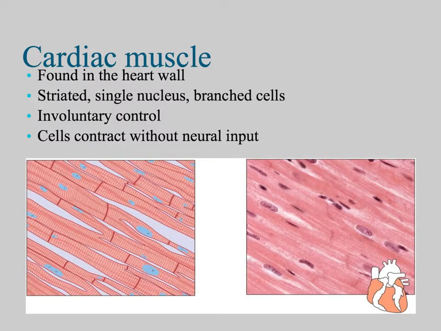Finally, cardiac muscle, found in the heart's wall. It is also striated, like skeletal muscle. It is single nucleus, like smooth muscle, and its cells sort of have this branched shape so that each individual cell is attached to more than one other heart cell. So if you try to follow some of the connections here, you get a feel for that. The cells are under involuntary control, and what's interesting about heart cells is that they contract without any neurological impulse. You don't need to have nerves telling your heart it's time to contract. They contract all on their own.